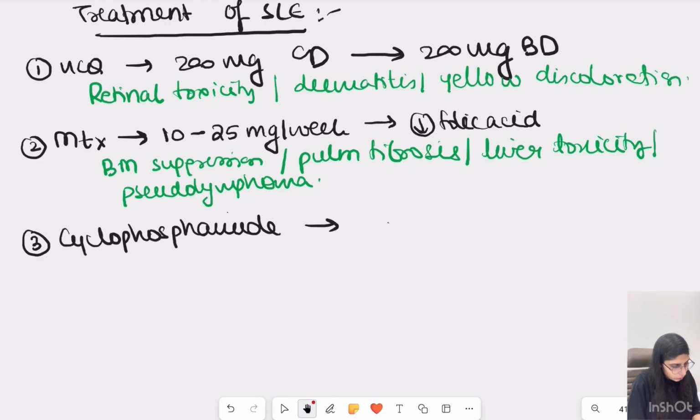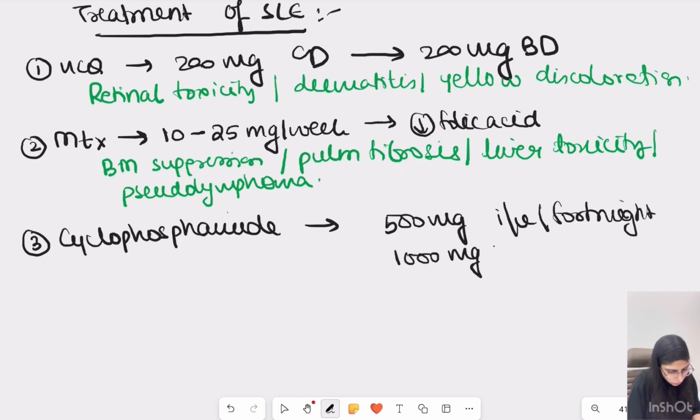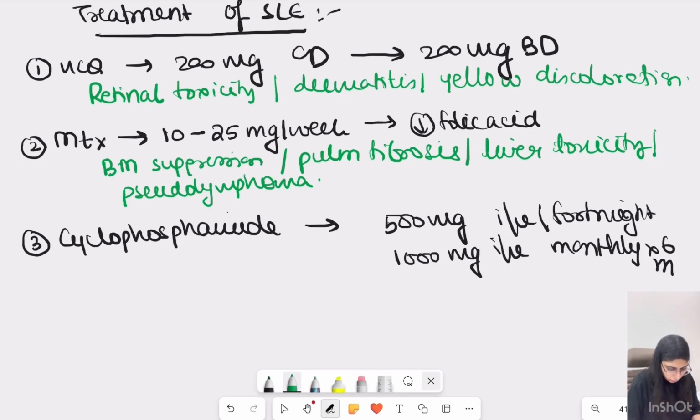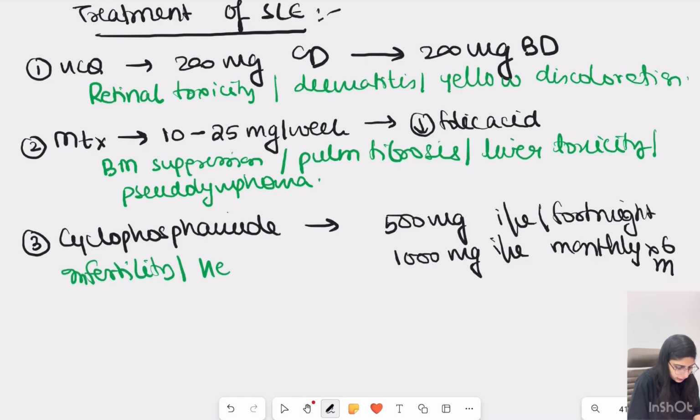The dose of cyclophosphamide that we use is 500 milligram IV once a fortnight, that is once in 2 weeks, or you can give 1000 milligram IV once in a month, monthly, for 6 months. This is for induction. Toxicity is with the fertility. So it can lead to infertility.